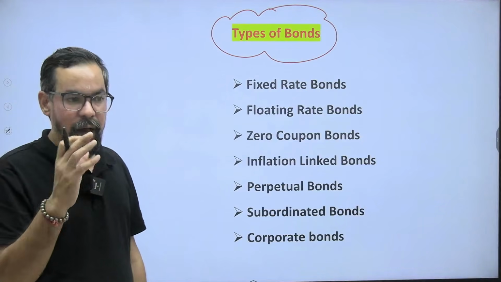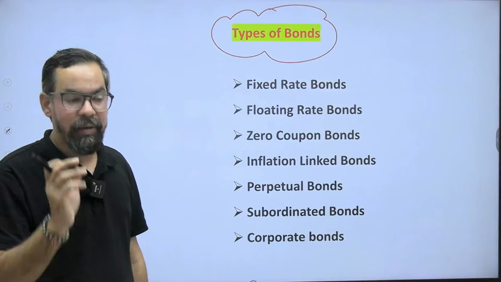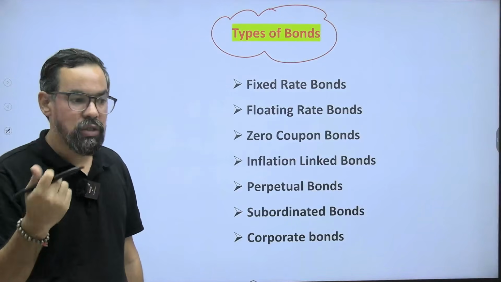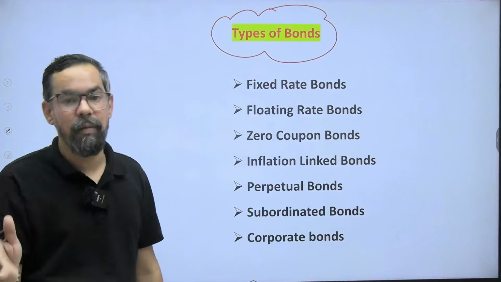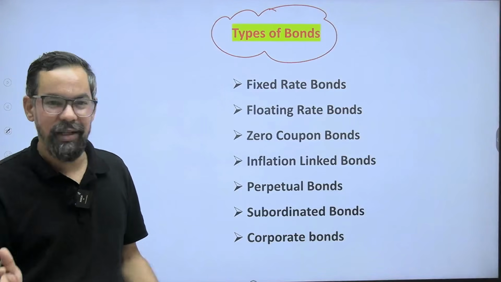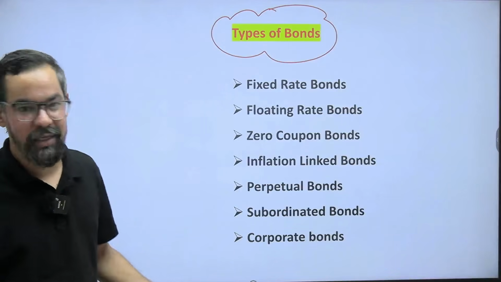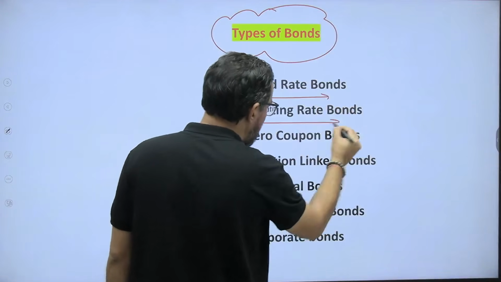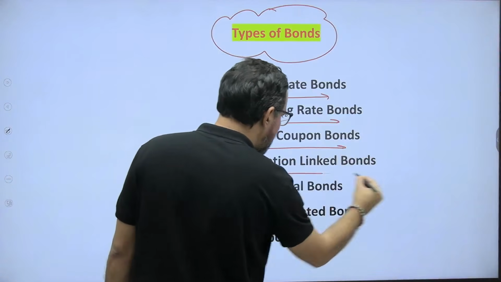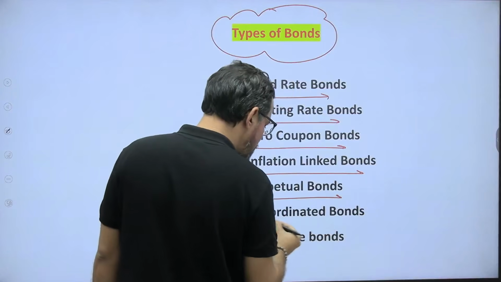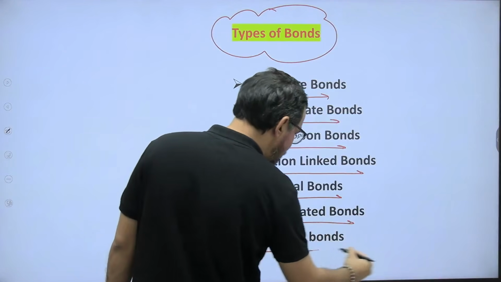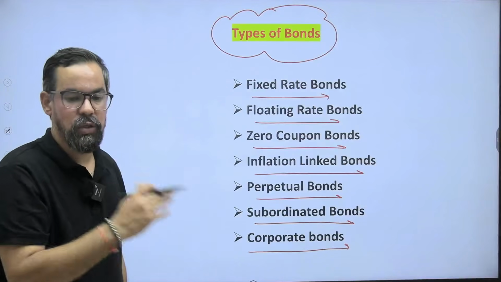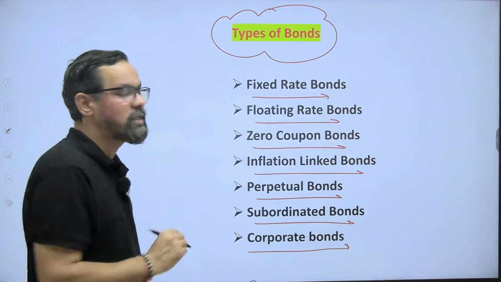It can be fixed and floating rate bonds. It can be discounted bonds, zero coupon bonds. It can be inflation linked bonds, tax free and others. So there are so many things. So we have fixed rate bonds, floating bonds, zero coupon bonds, inflation linked bonds, perpetual bonds, subordinated bonds or debt, or corporate bonds. Apart from this, we have another list also. So out of this, fixed and floating rate.